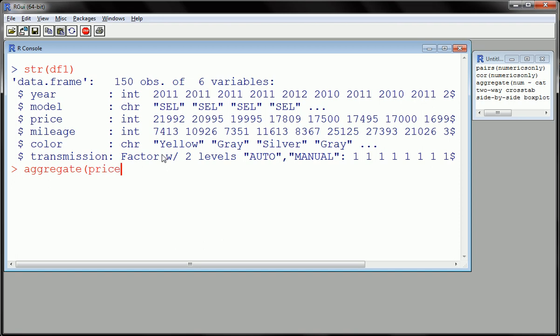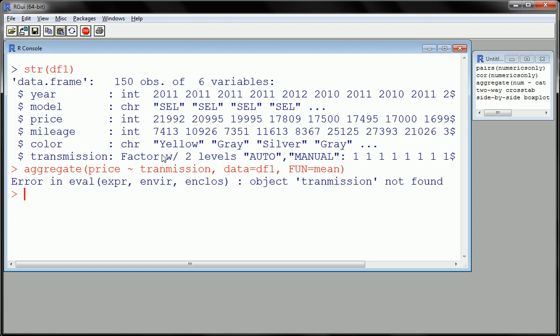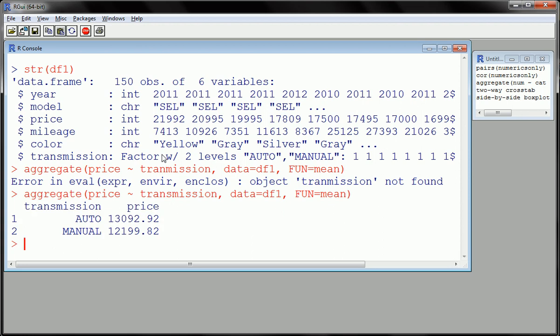So first you're going to feed it the numerical variable that you want to calculate something about, okay? And then we use the squiggly tilde, I believe it's called. And now let's say we want to just look at transmission. So let's replicate basically what we did with the tapply function. So transmission, data frame df1, function mean. Object transmission is not found, spelled it wrong. It's usually a spelling error.